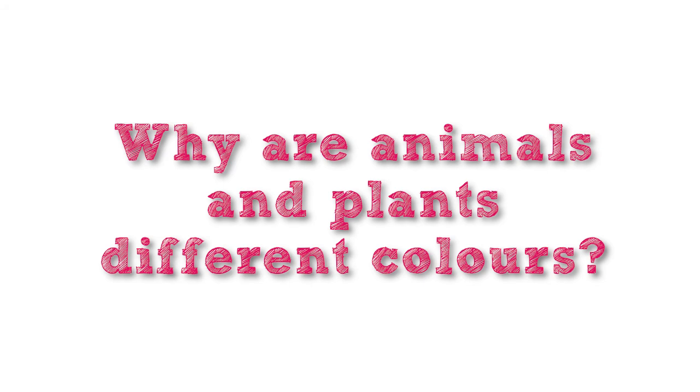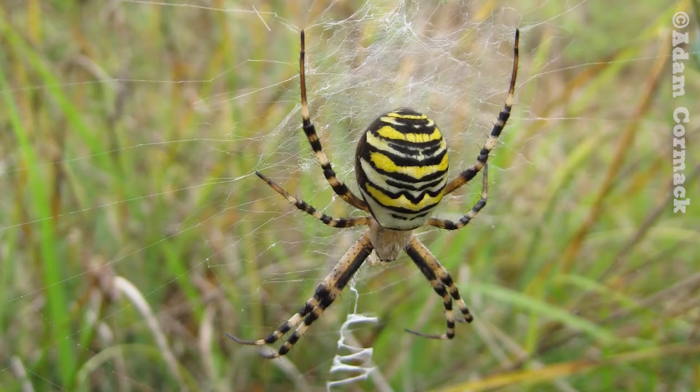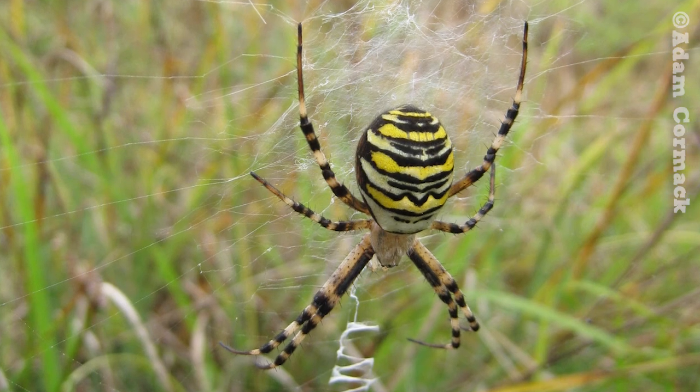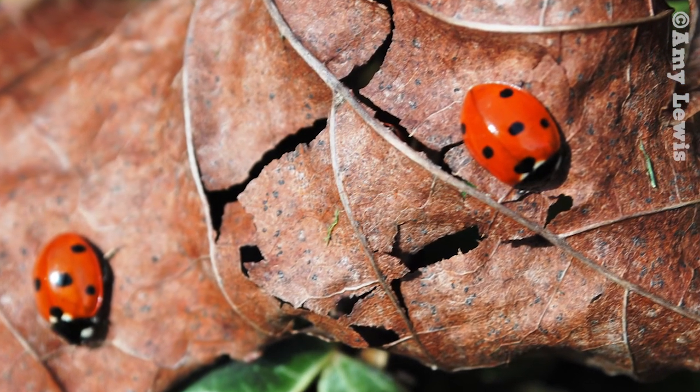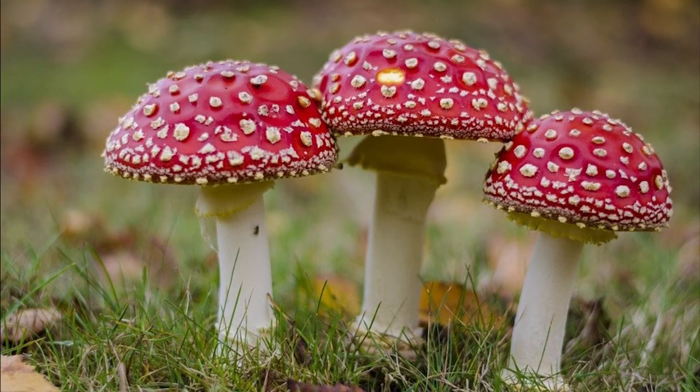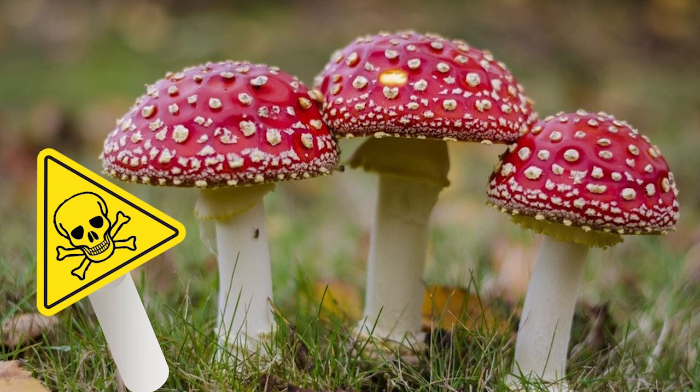But why are animals and plants different colours? Let's look at colour for protection. Animals and plants need to protect themselves from predation or harm. To do this, they may be toxic. But it's no good to your survival just to be toxic. You need to advertise that.